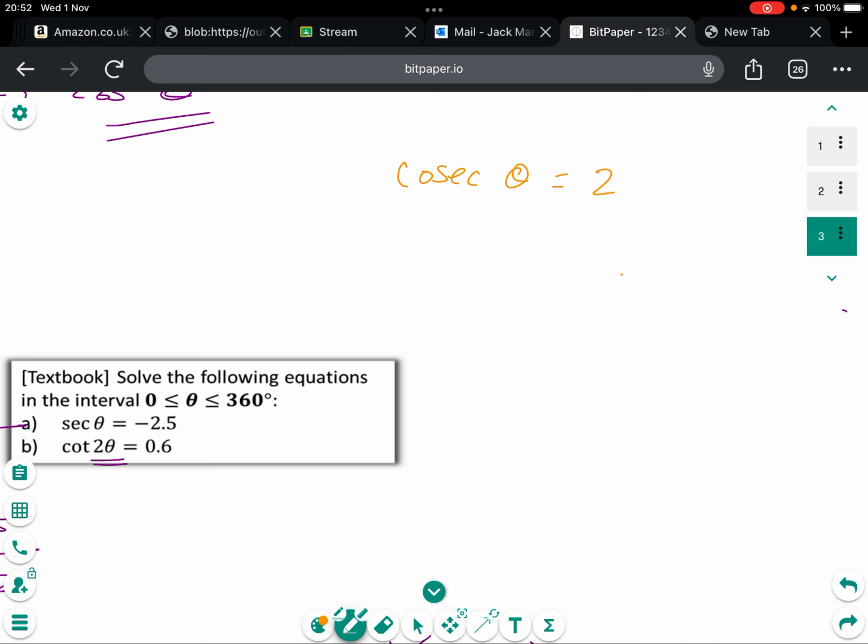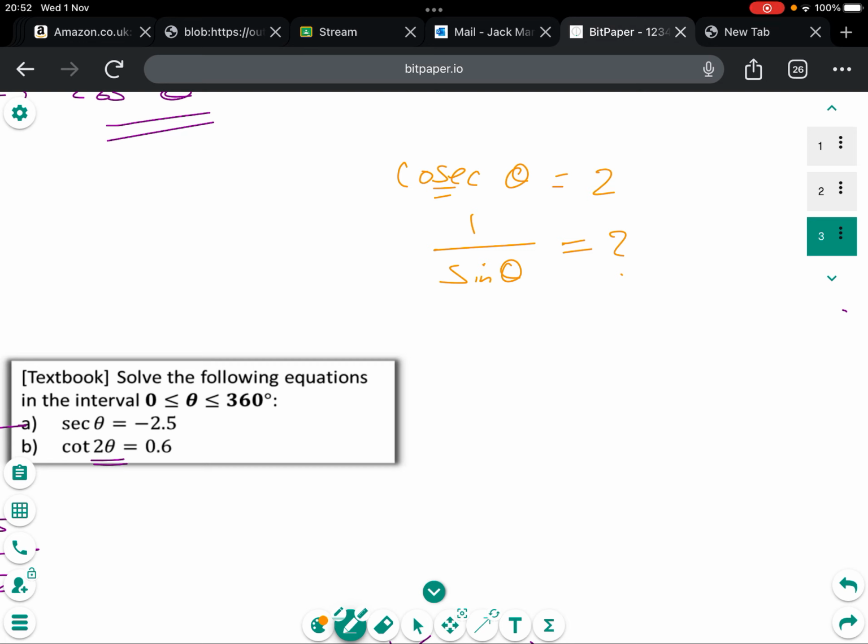Well, I've picked a nice number here, but you don't have a cosec button on your calculator. So that's a bit of a clue for what we're going to do. We're going to express things in terms of the trig functions we learned in year 12. So third letter is S. So that means cosec theta is 1 over sine theta equals 2.